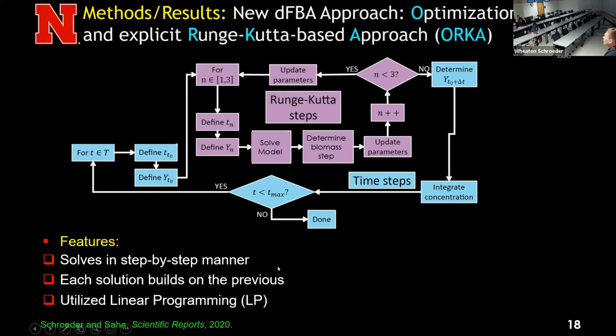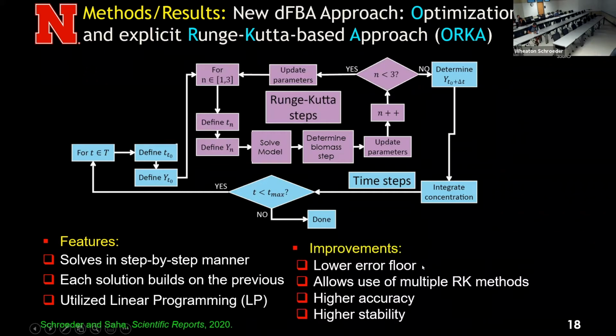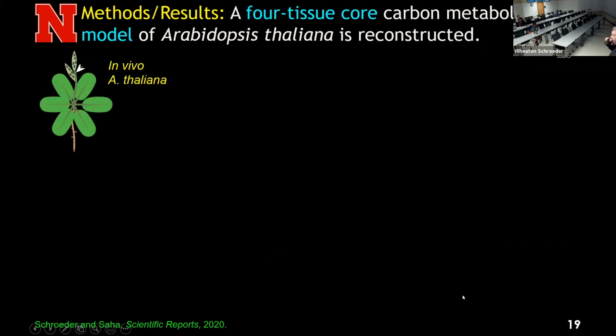So it has several features similar to the SOA in that it solves in a step-by-step manner. Each solution builds upon the previous, so it is cumulative, and it utilizes linear programming. However, it's improved because it lowers our error floor. It gives us higher accuracy and stability simply by using a Runge-Kutta method. And we're able to make use of multiple different Runge-Kutta methods because this is generalized enough so long as we meet certain criteria.